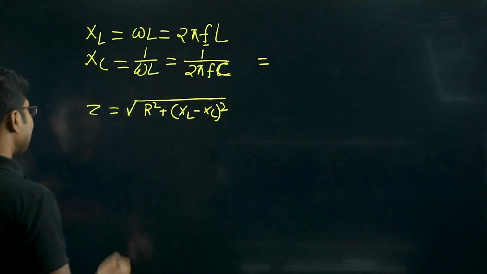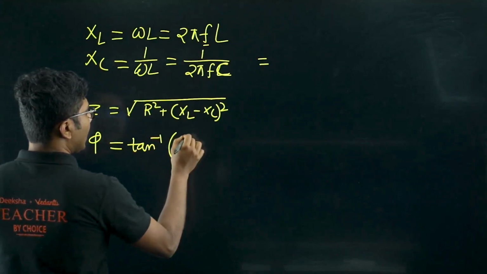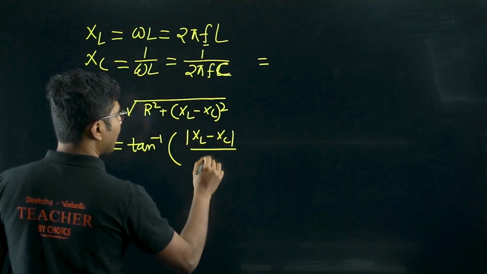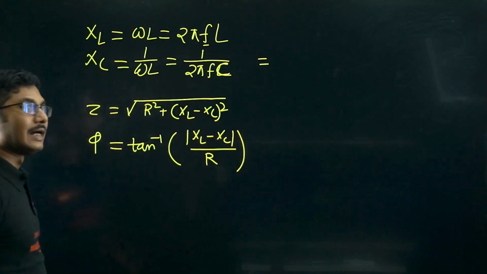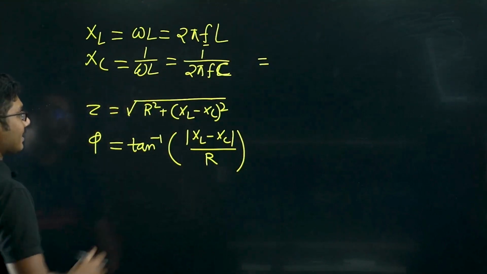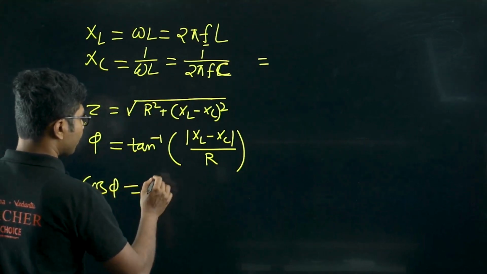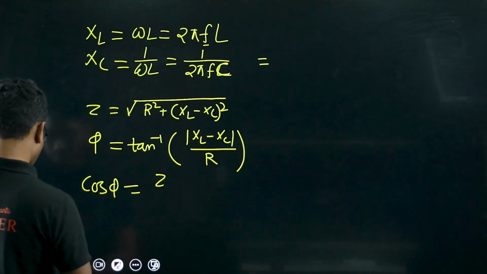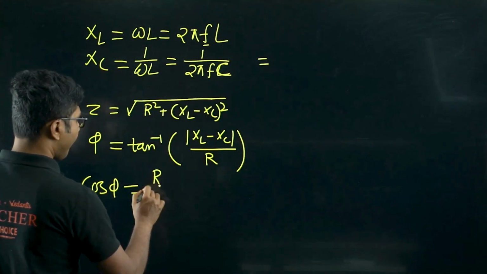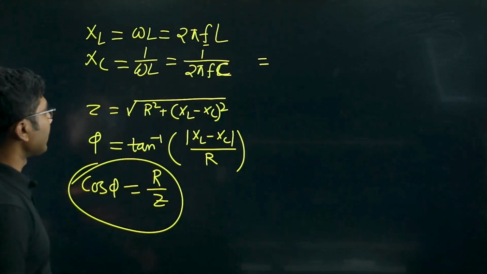Okay, what is the phase difference? Phase difference is tan inverse of modulus of XL minus XC divided by R. Modulus means whichever is bigger minus the smaller. This is the phase difference. Now power factor cos phi is R by Z. This itself is the power factor, no need to find phi. Cos phi itself is the power factor.